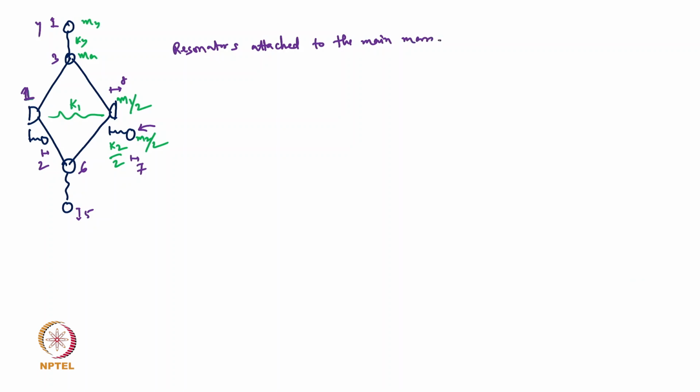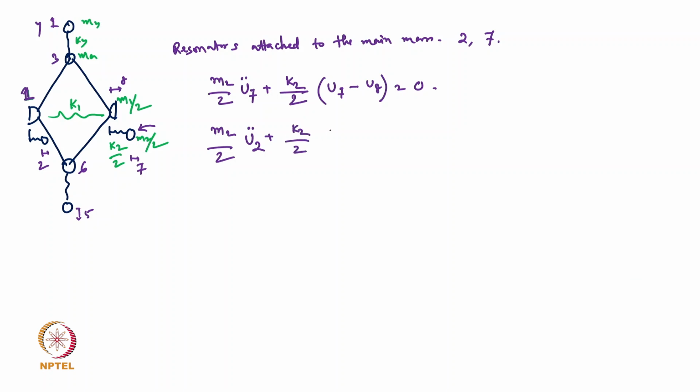If I try to see that equation, how it will work, that will be in node 2 and node 7. So if I try to do that way, then how is it coming? M2 by 2 U7 double dot plus K2 by 2 into U7 minus U8 should be equal to 0. On the other hand, if we also write M2 by 2 U2 double dot plus K2 by 2 into U2 minus U1, that should be equal to 0. Okay, those two equations we got.